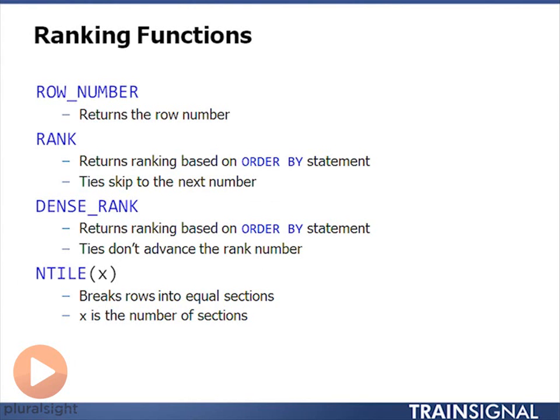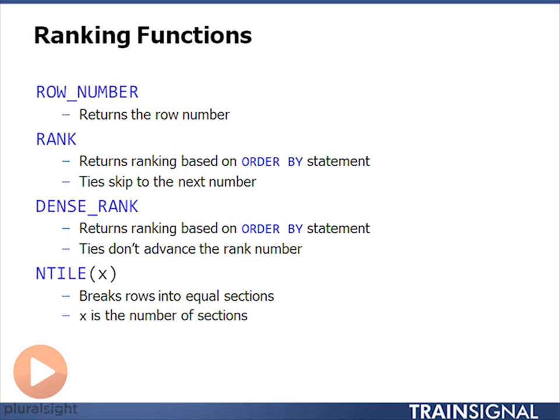One of the things that a lot of applications need is some identifier for row numbers, ranking, or otherwise of what a top or a bottom item happens to be. This is where our different ranking functions come into play. You'll notice that we have row number, which is going to give us the very simple row number. We'll have rank, which will give us a ranking based on an order by statement.